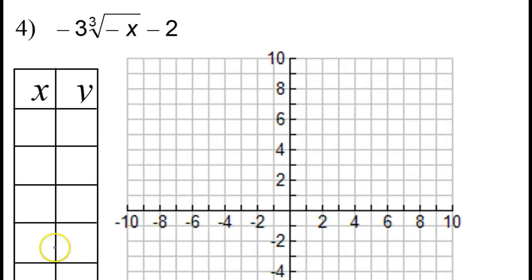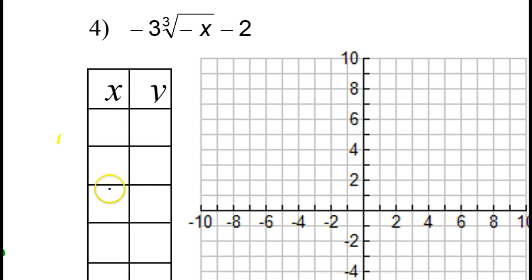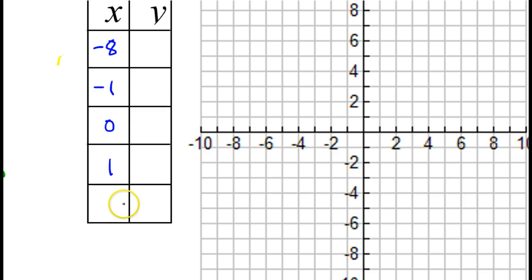All right, let's do one more problem. Again, we will need a new x column and a new y column. We'll need a new y column because we have a number out front, and we'll need a new x column because we have a new multiplier in here, that's negative 1. So first of all, since this is cube root, we use the values of negative 8, negative 1, 0, 1, and 8. And we choose these values because they're numbers that we can take the cube root of easily.